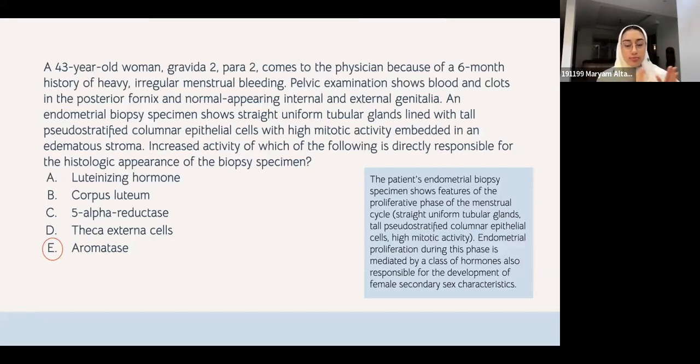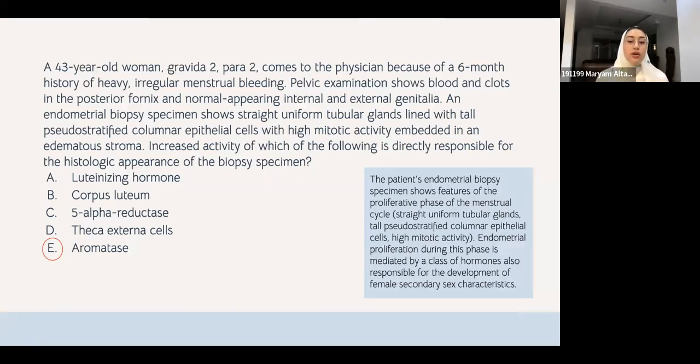So basically what happens, you have menstruation, or a woman's menstrual period. After that, the endometrium is going to start to grow again. And that's because you have higher levels of your estradiol being produced. And so that's what's causing very high mitotic activity, proliferation of your endometrial stroma.